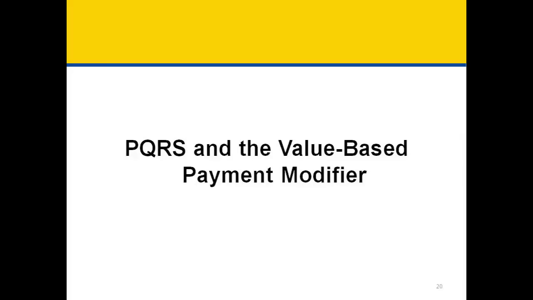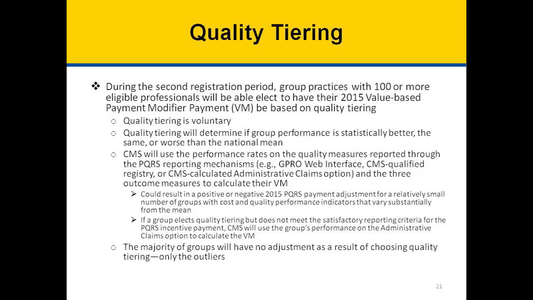PQRS and the Value-Based Payment Modifier. Quality tiering. During the second registration period, group practices with 100 or more eligible professionals will be able to elect to have their 2015 Value-Based Payment Modifier payment based on quality tiering. Quality tiering is voluntary. Quality tiering will determine if group performance is statistically better, the same, or worse than a national mean. CMS will use the performance rates on the quality measures reported through the PQRS reporting mechanisms, for example, GPRO Web Interface, CMS Qualified Registry, or CMS Calculated Administrative Claims, and the 3 outcome measures to calculate their value modifier.